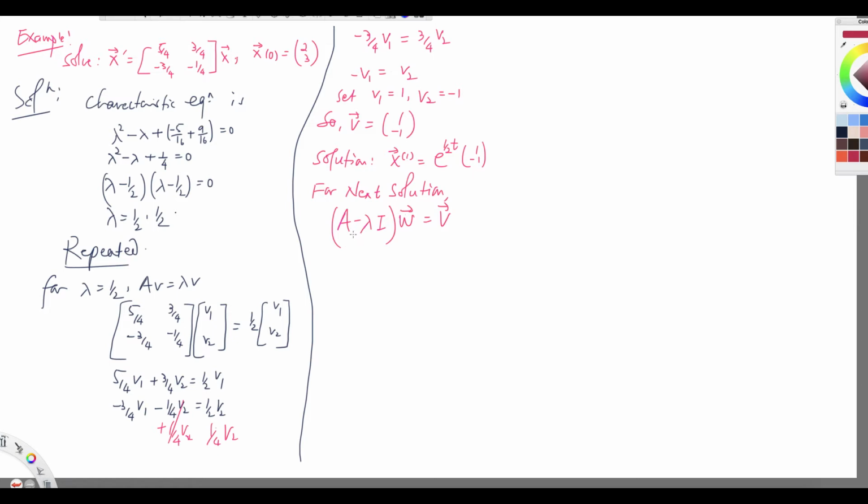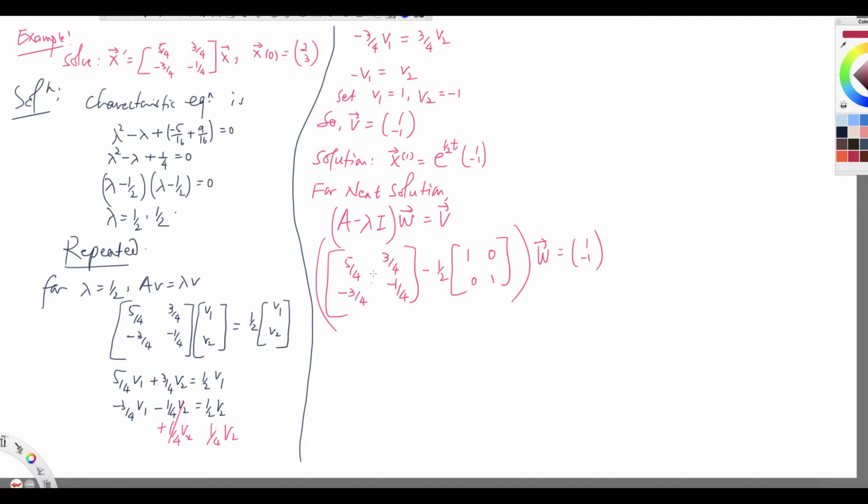So what is A minus lambda I? 5/4 and then 3/4, right? And then negative 3/4 and then negative 1/4, right? And then minus lambda. Lambda is 1/2, right? Because that's a repeated one. So 1/2 times I is (1, 0, 0, 1). This is the identity matrix, okay? Times w. So the w vector equals the v vector, right? So what is v? It is (1, negative 1).